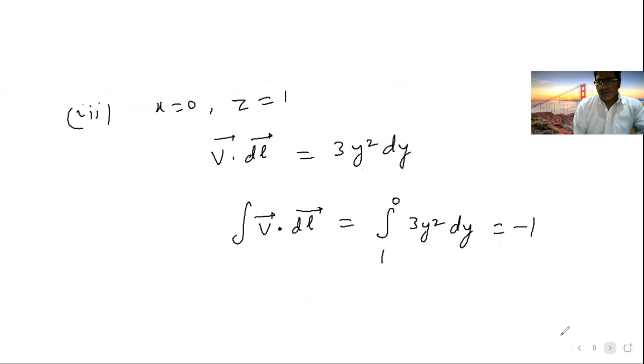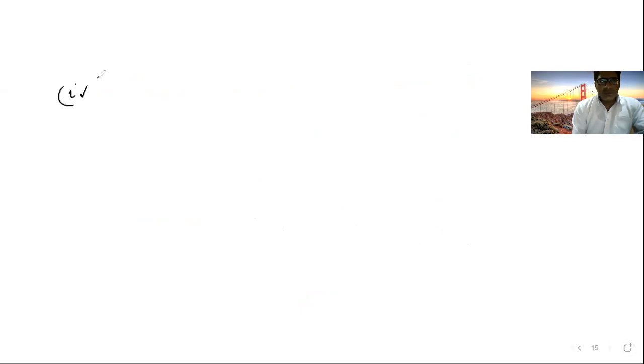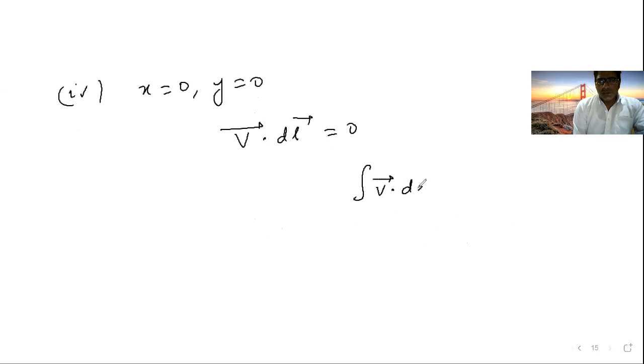Now next, the fourth piece. X is equal to 0, y is equal to 0, v dot dl is equal to 0, and the integral of v dot dl is from 1 to 0 of 0 dz, which is 0. See how x is equal to 0, y is equal to 0.